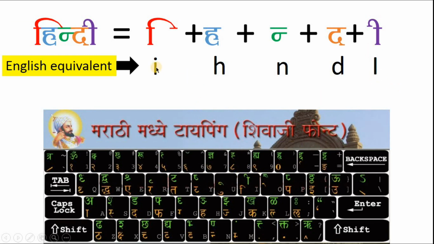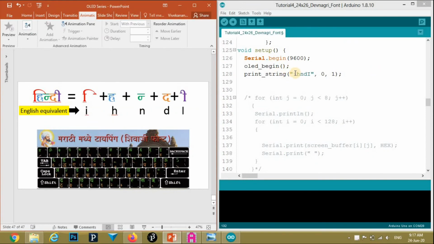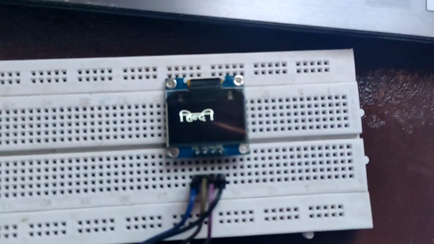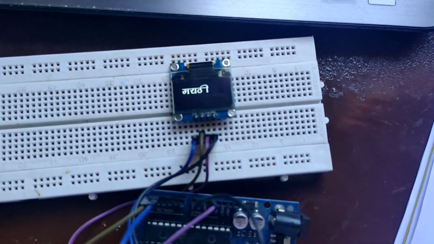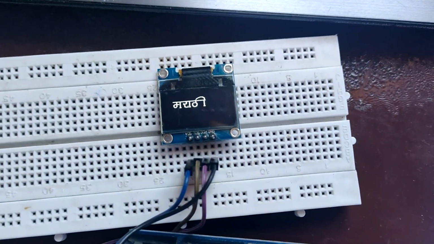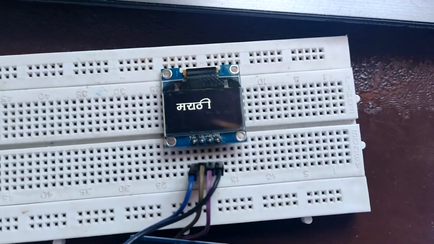Now we will send this string to the OLED, IHNDI. So here we are printing IHNDI, and now we will see the output on our display. This will be the output on the OLED. With the same font that I used, you can print the Marathi language also.